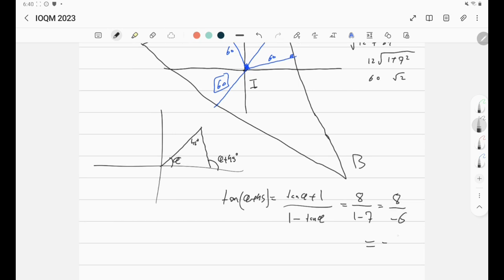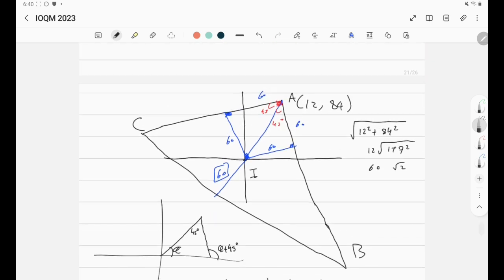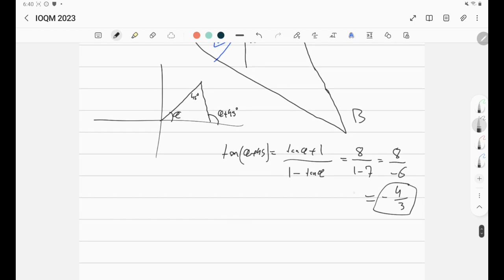So now it's minus 4 over 3. Okay, minus 4 over 3. So this is the slope. What's the slope of line AC? Easy, because these are perpendiculars, so you're just going to make 3 over 4. Okay, nice. So that means the slope of AB is negative 4 over 3. The slope of AC is just 3 over 4.